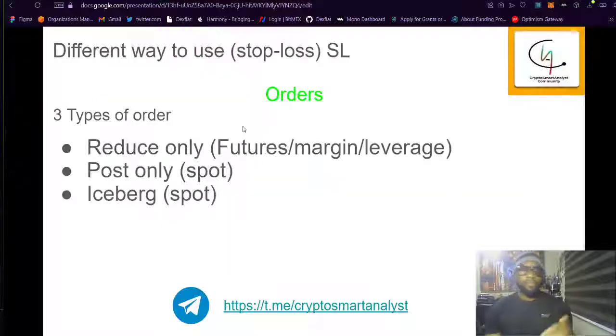We're going to be diving into different ways you can use stop loss. There are tools you need to look out for. We have different orders: post only, iceberg, and reduce only. These are three different types of order that have an effect on your stop loss when you're placing it. Post only and iceberg are mostly used in spot trading. Reduce only is mostly used in futures, margin, and leverage trading.